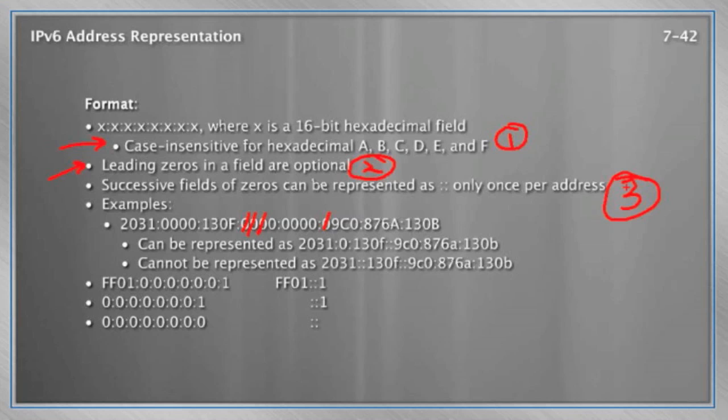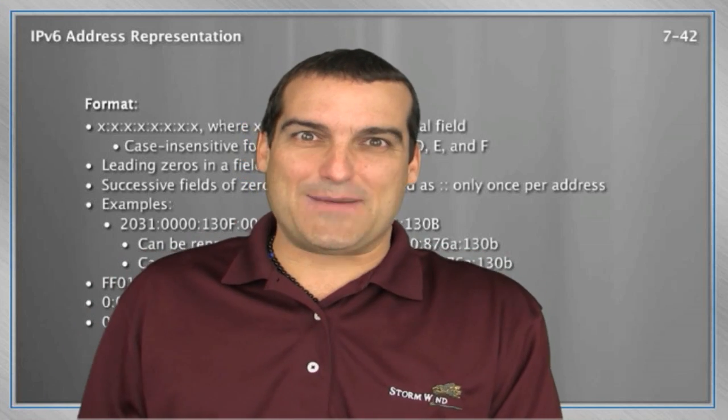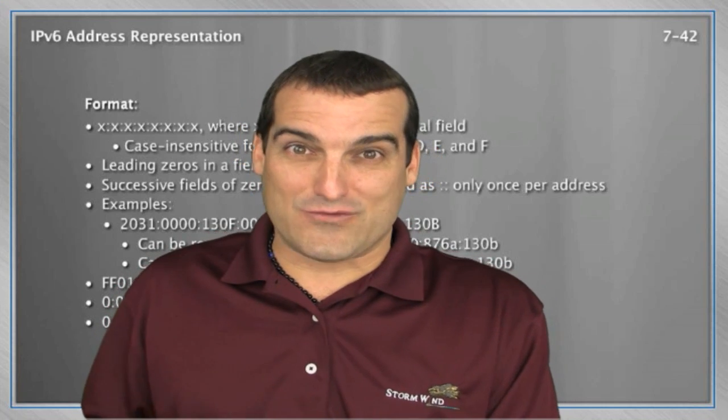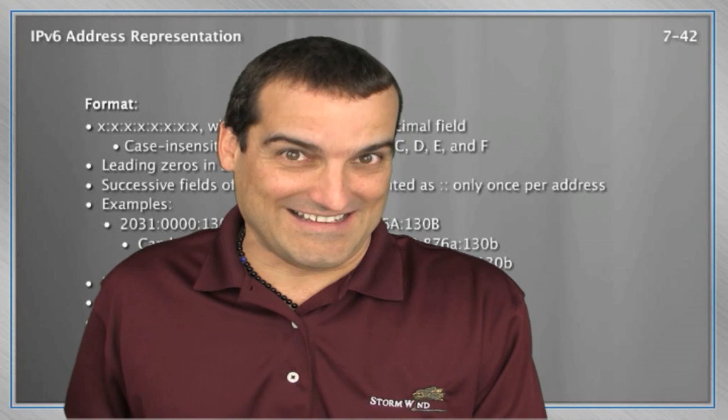The third trick, and this one is really cool: anytime you have a whole bunch of fields that contain zeros, you can represent that as a double colon. And we can do that exactly once in an address. So let's go to the command line of an actual Cisco router now, and let's try these 3 steps. Let's prove this on a Cisco device and make sure we can represent these IPv6 addresses nice and succinctly.